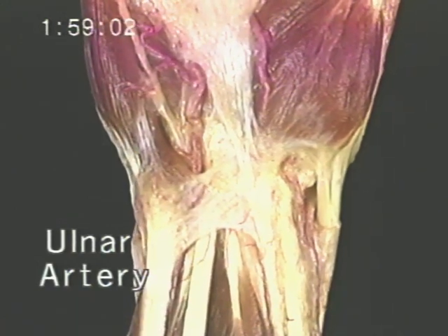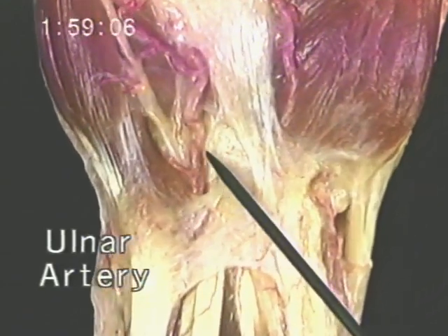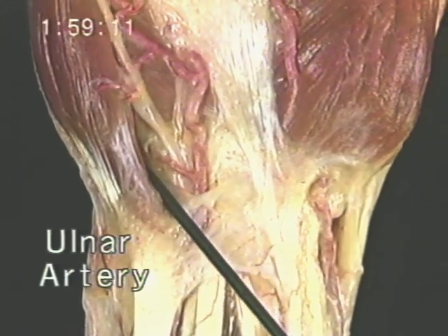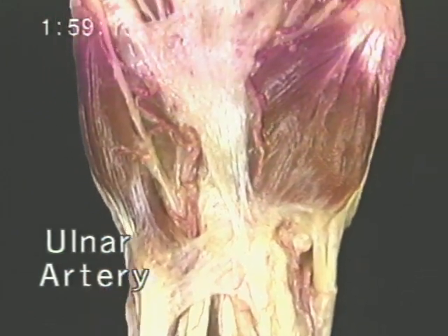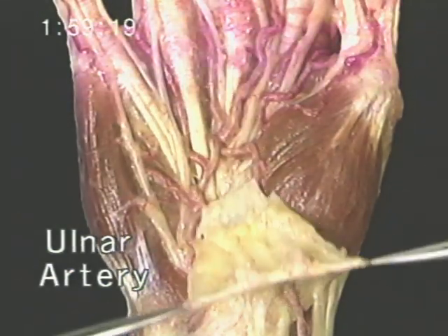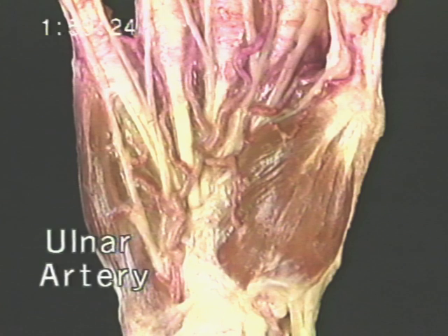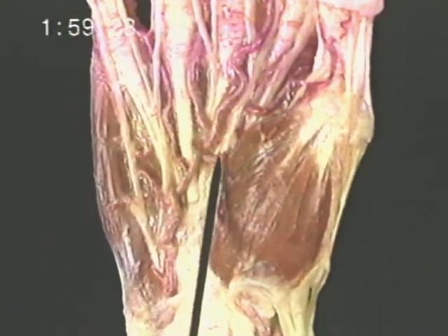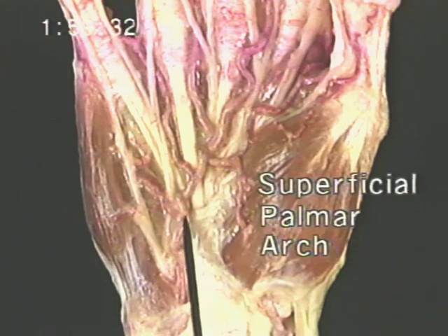Emerging from its fibrous tunnel, the ulnar artery divides into a large superficial branch and a smaller deep branch. The deep branch dives between the hypothenar muscles. The superficial branch runs behind the palmar aponeurosis, which we'll remove, and runs across the palm in front of the flexor tendons. It usually ends by anastomosing with the superficial branch of the radial artery, forming a loop called the superficial palmar arch.